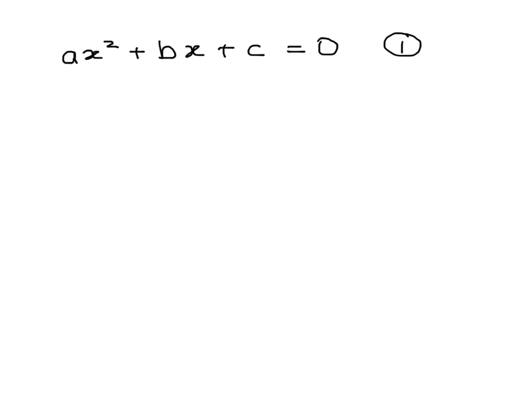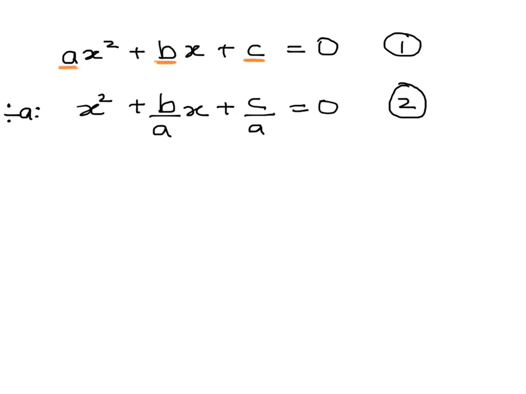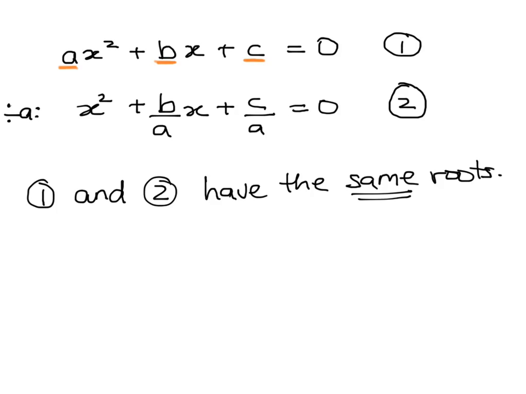The standard form of a quadratic equation is ax² + bx + c = 0. I'm sure you've all seen that, where a, b, and c are the coefficients of the quadratic equation. If I divide through by a, I get x² + (b/a)x + c/a = 0. And it's important to note that equations 1 and 2 have the same roots.